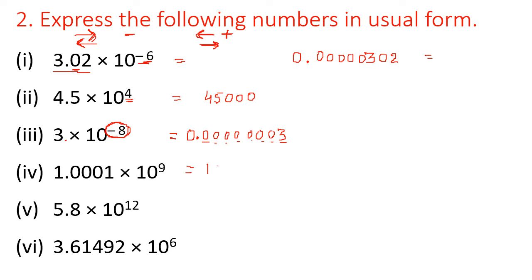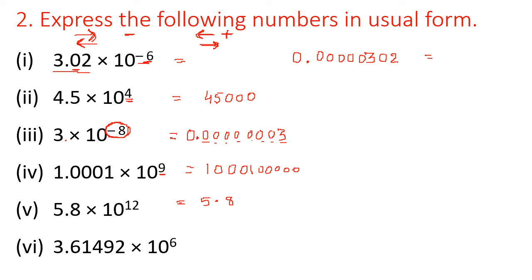1.001 will be written as 1, 0, 0, 1 first as it is, because I have to write all the zeros between the non-zero digits. The decimal point has to move 9 places towards the right. So 1, 2, 3, 4, 5, 6, 7, 8 and 9. 4 digits are filled up, so we have to put 5 zeros. So this is what the number will turn into: 1001000000.